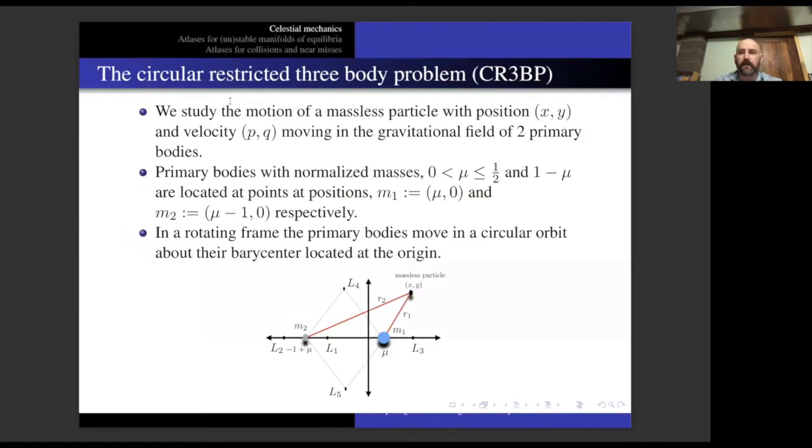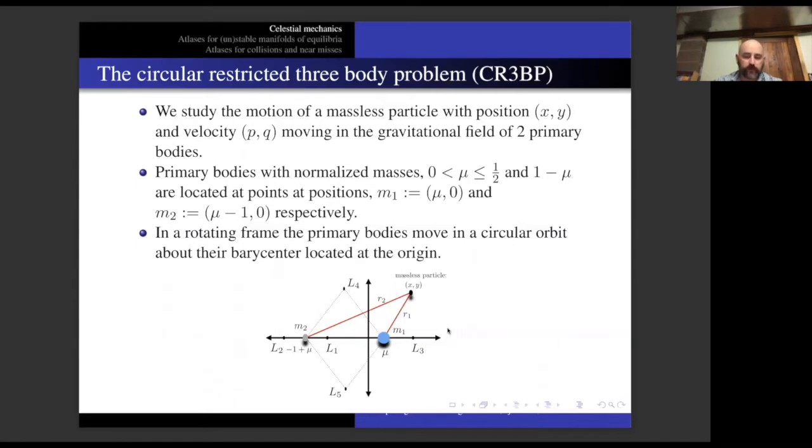Let me minimize this video here so I can see everything. Okay. So this is the 3-body problem. I don't assume everyone's familiar with this, but the general idea, you can read on the slide. You have 3 bodies, but one is a massless particle. So it's only being influenced by the gravitational field of the 2 massive bodies, which are referred to as primaries. The primaries are located, when you switch to these rotating coordinates, on this x-axis here. So M1 and M2 are the primaries, and we situate them in such a way that the origin is their barycenter.